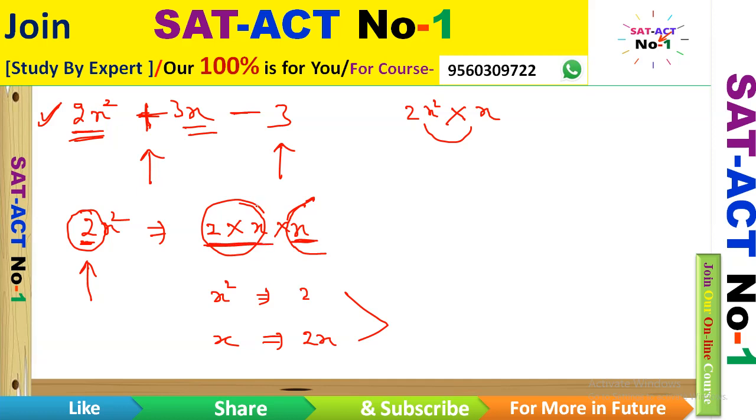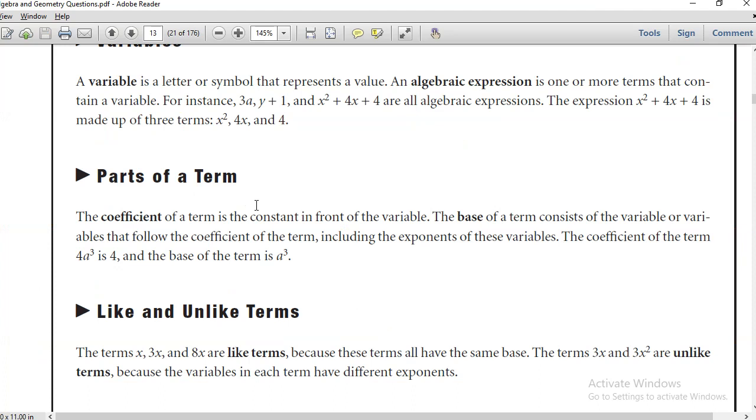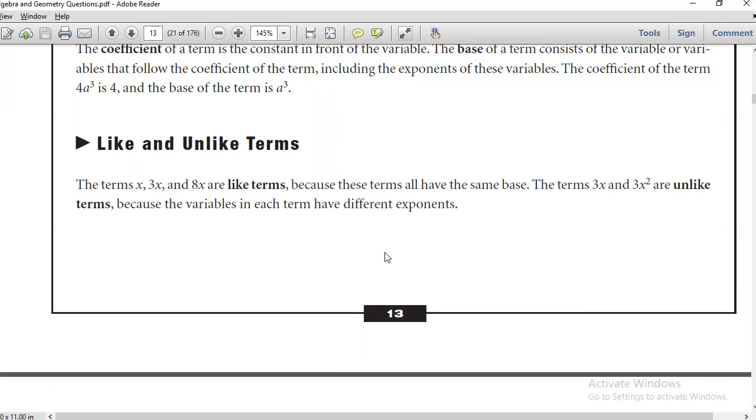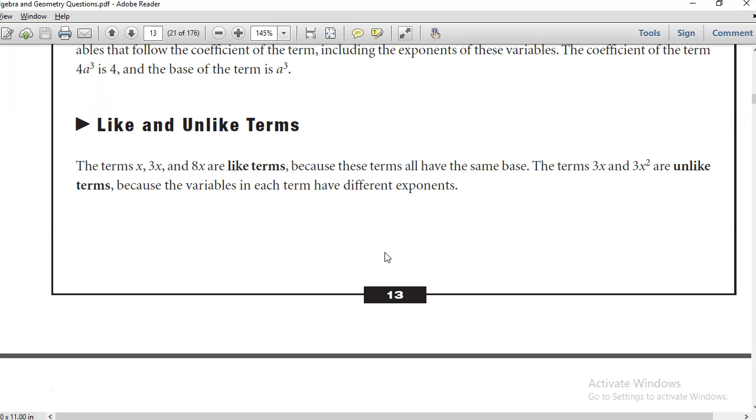Okay, so hope that you have some idea about the parts of the term. Here the parts of the term are basically the coefficient, which is very important, or you can also call them factors. Now we have the third point, which is like and unlike terms. So what are like and unlike terms?